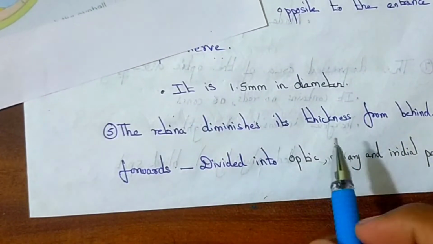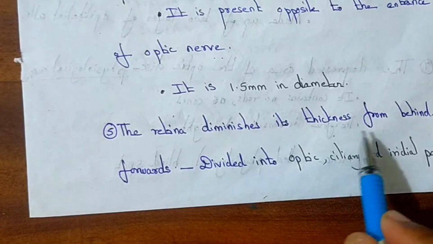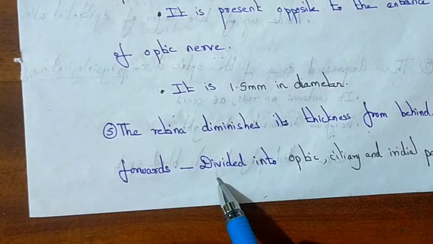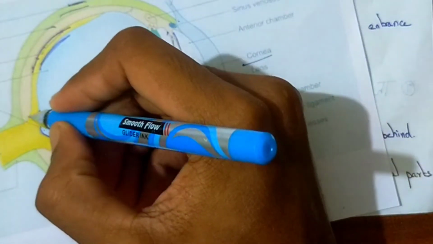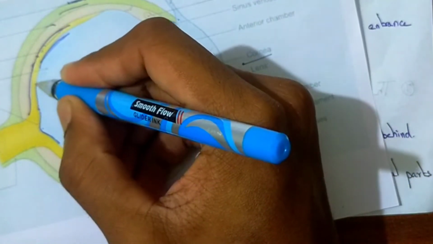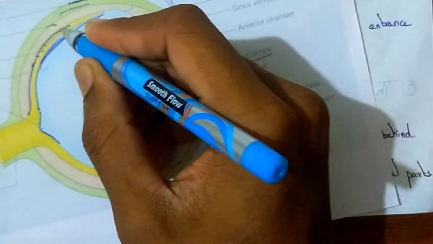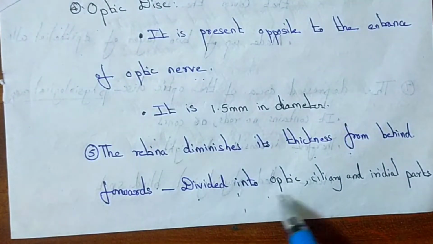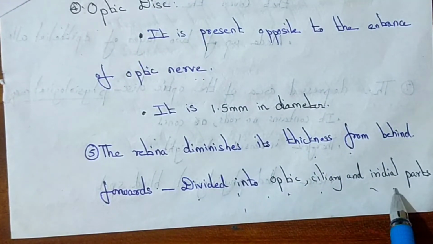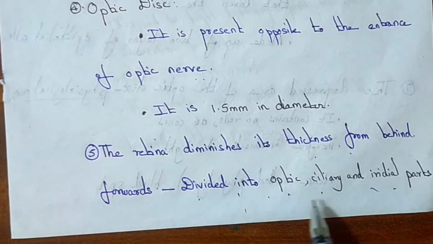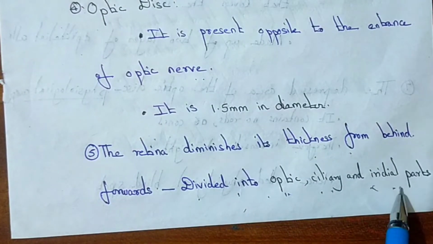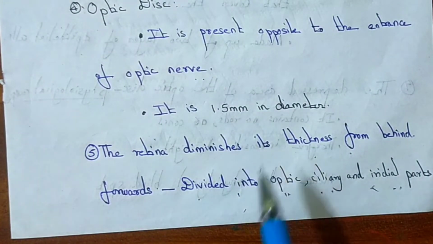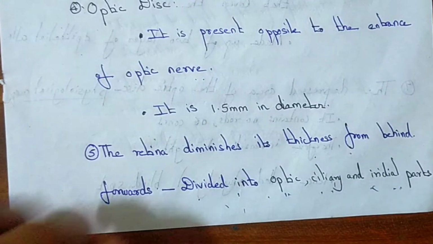The retina diminishes in thickness from behind forwards. See here, it's diminishing its thickness from behind forwards like this. Got it? It is divided into optic, ciliary and iridial parts. So the parts of the retina are optic, ciliary and iridial parts. It has 2 surfaces and 3 parts. Now let's see about the parts of the retina in detail.